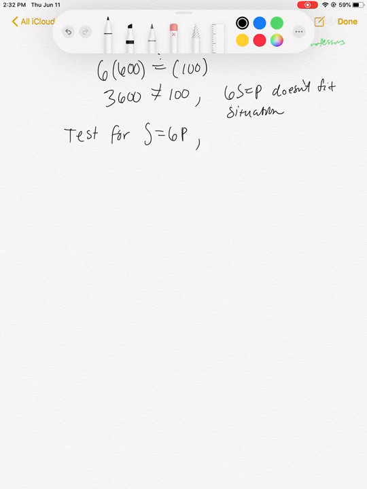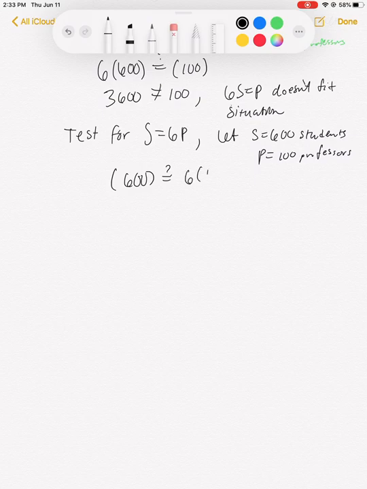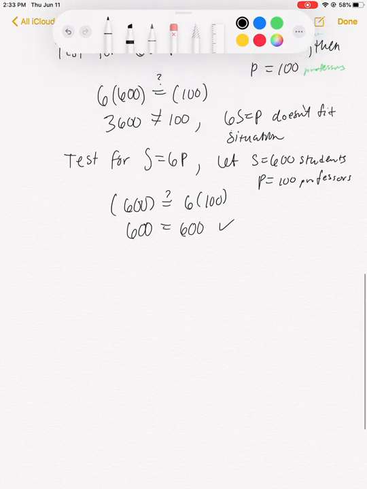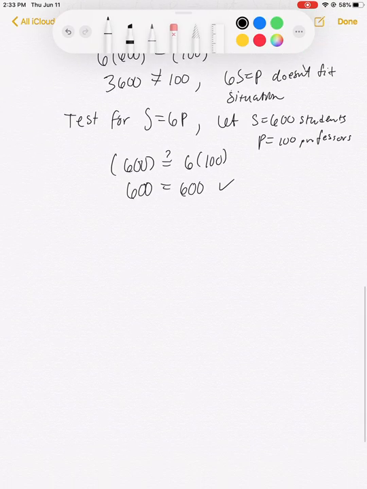Okay, so again, we're going to let s equal 600 students, p will let equal 100 professors. Okay, so this test will go for 600. Is that equal to 6 times 100? Okay, and looks like that is true. 600 is equal to 600. That checks out. So s equals 6p fits the situation and is a correct model for it.